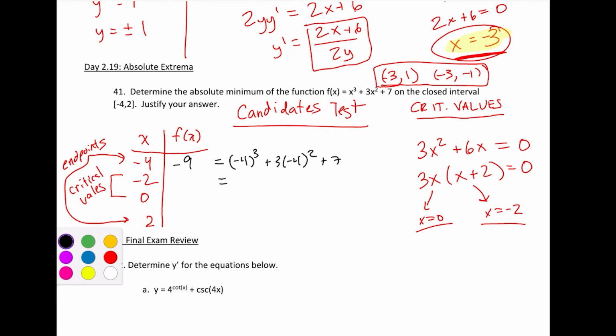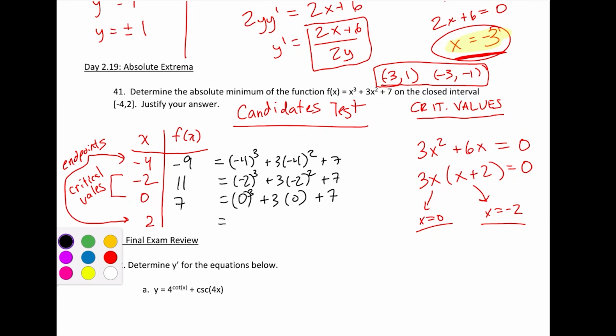F of -2 is going to be -2 cubed. That's -8 plus 3 times -2 squared, plus 7. So we got 4 plus 7. That's going to be 11. If we substitute in 0, 0 cubed, this would be the easiest one, is 0. Plus 3 times 0 is still 0. Plus 7 is 7.